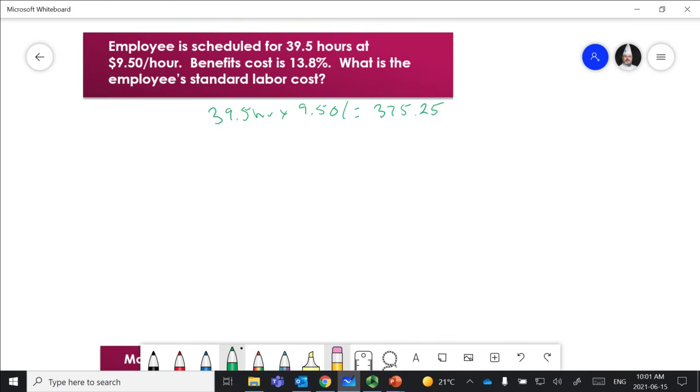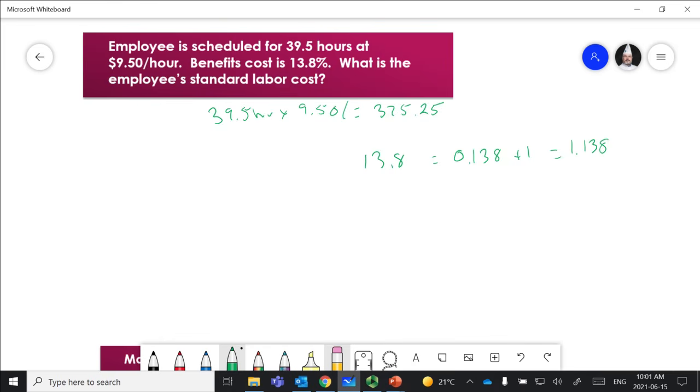$375.25. Now, if we follow the formula that was in the last slide, it's going to ask us to take this and multiply times 1 point our percentage, add 1 to that percentage. That 13.8 we would turn into a decimal, 0.138, and add 1 to it to get 1.138, multiply times our preliminary cost to give us our total. Now, that'll work. That'll give you your final standard labor cost, but it doesn't tell you what the actual benefit cost is.